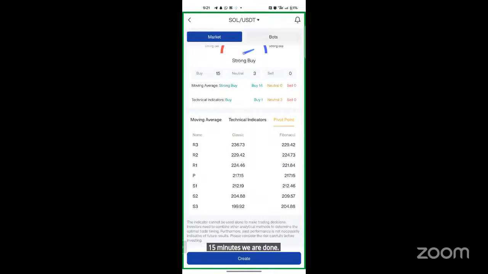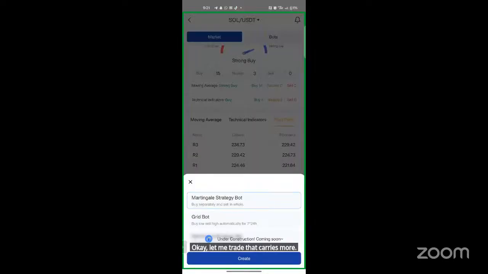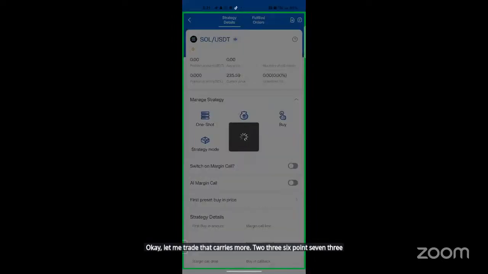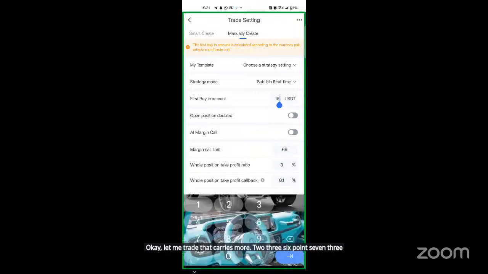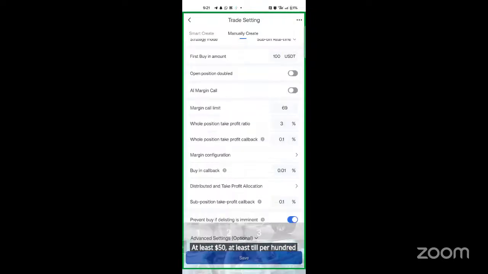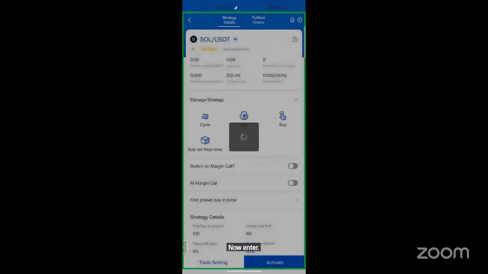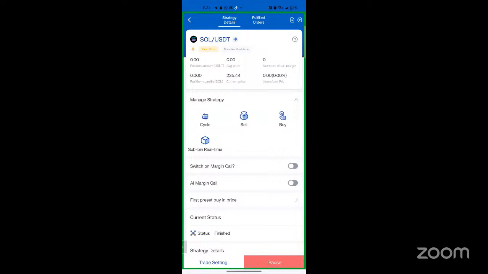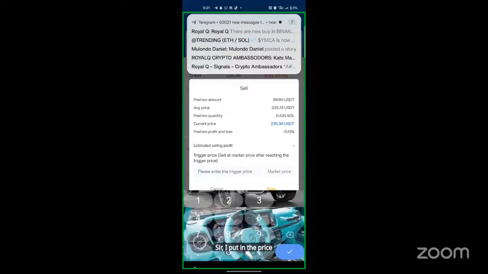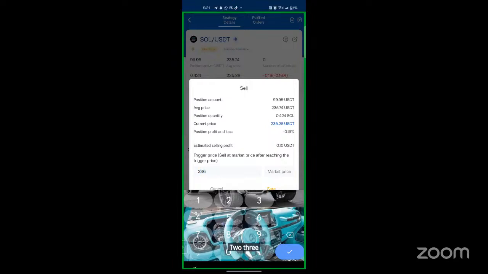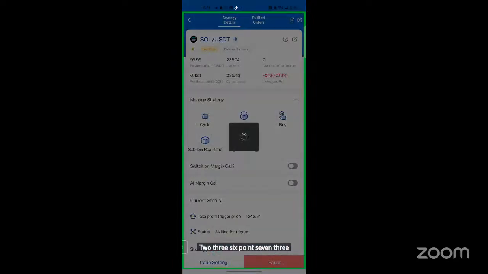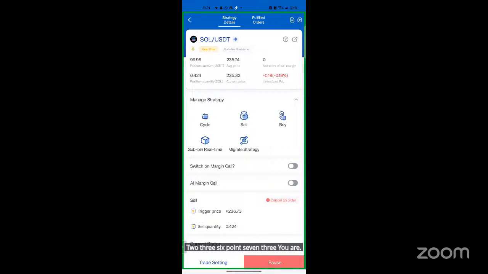Okay, let me trade that decimal. 236.73. At least $50. At least over 100. Now enter current price. Sell. I put in the price because I've already seen it. 236.73. Sure. So once it gets there, it is going to give me my command.